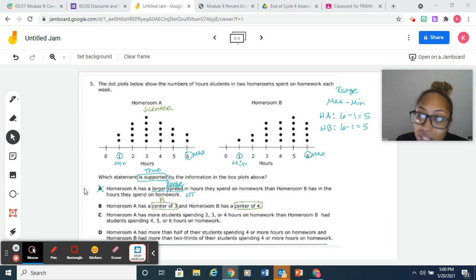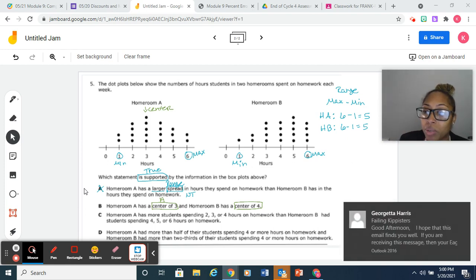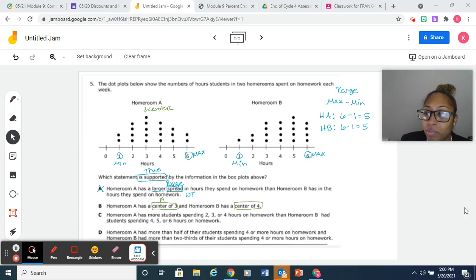And once again, since there's 20, half of that would be our midpoint, our center. So the 10th dot. So 1, 2, 3, 4, 5, 6, 7, 8, 9, 10. And once again, we see that that is going to be here at 4. So our center is going to be at 4.